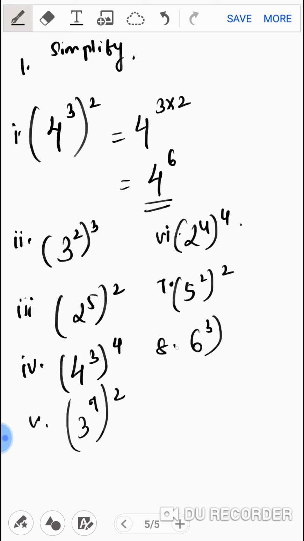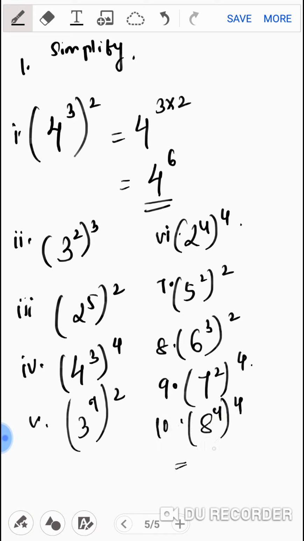8 says 6 raised to 3, bracket 2. 9 says 7 raised to 2, bracket 4, and 10 says 8 raised to 4, bracket 4. I'll solve the 10th for you. 8 raised to 4, bracket 4 means 8 exponent 4 into 4. That is 8 raised to 16. Clear, my dear kids? Okay. Let's jump on to the next.